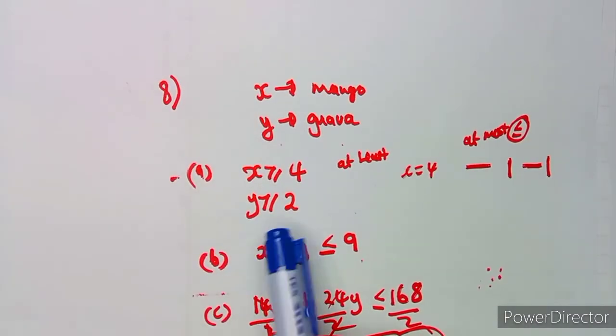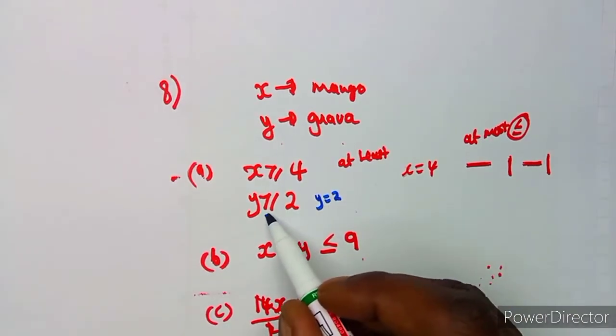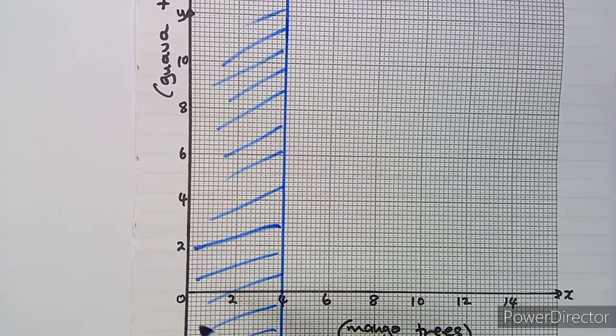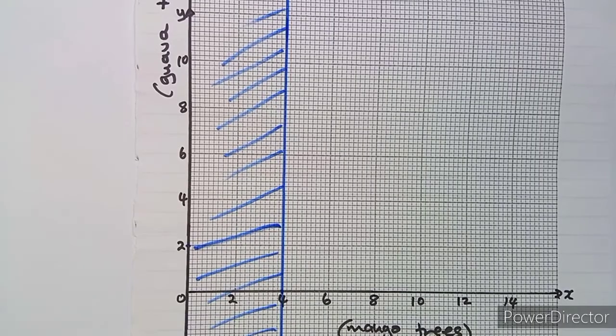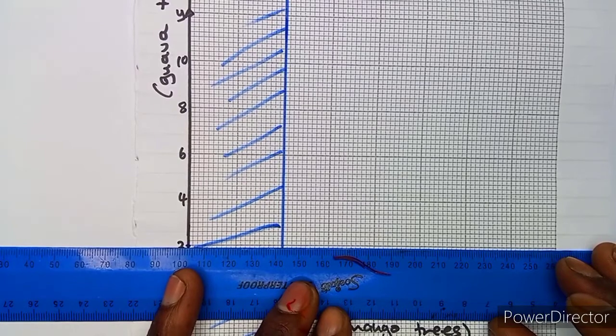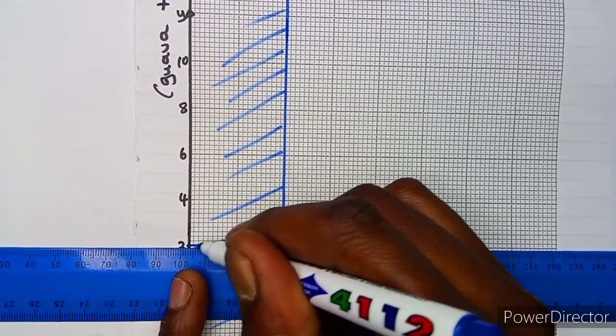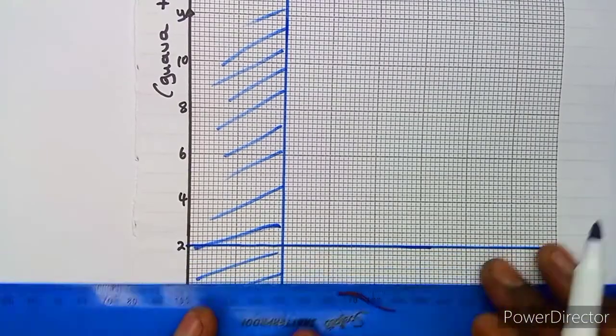y is greater than or equal to 2. So all you need is to draw the line of y is equal to 2, and it's a continuous line. We still have the bar there, greater than or equal to. So y is equal to 2 at this point. So we have to draw a line here, a continuous line, remember, of the inequality. The inequality sign tells us how the line is supposed to be.